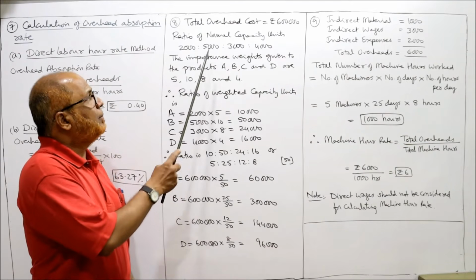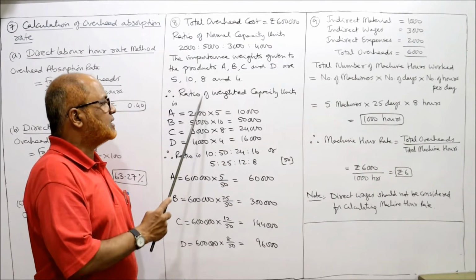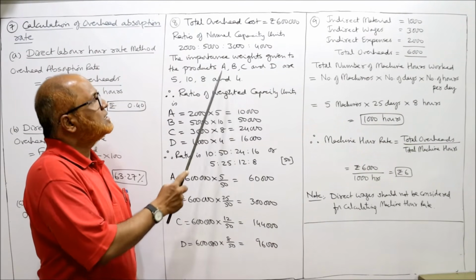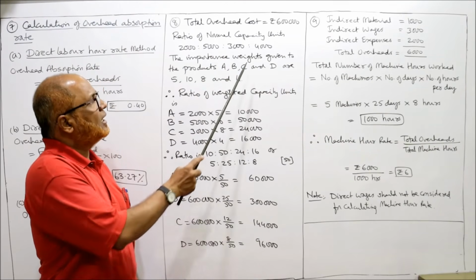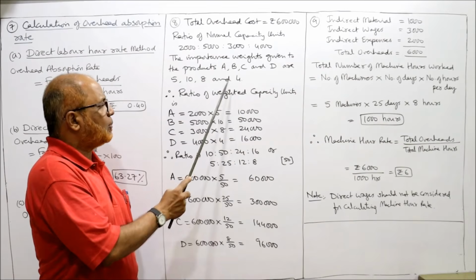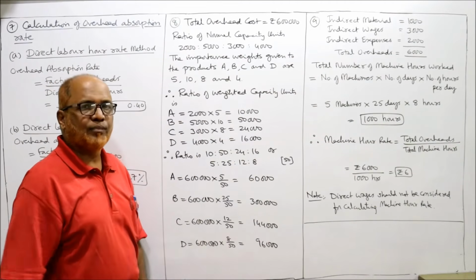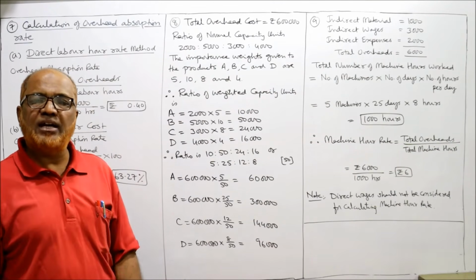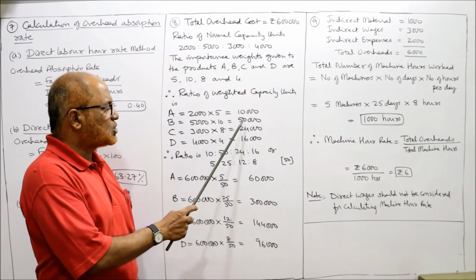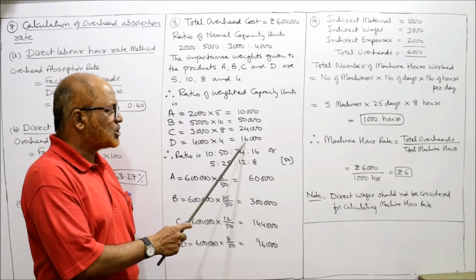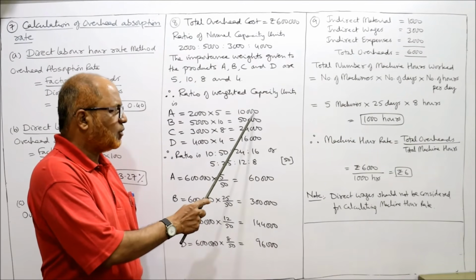Similarly for B. B 5,000 units and 10 points. 5,000 into 10, 50,000. C 3,000 units into 8 points. 3,000 into 8, 24,000. D 4,000 units into 4 points. 4,000 into 4, 16,000. Now we got the ratio of weighted units. The ratio of weighted units are 10 is to 50 is to 24 is to 16. I have removed 3 zeros.